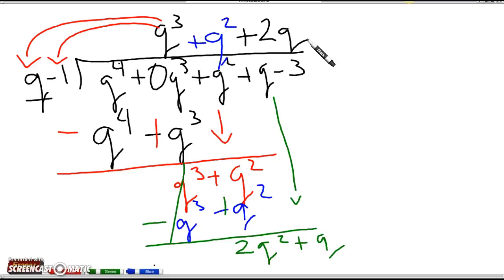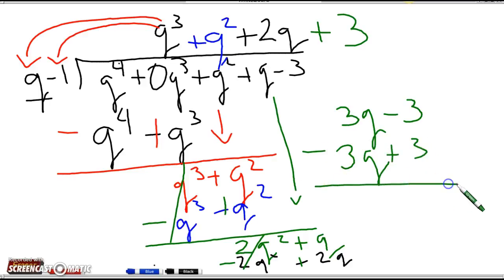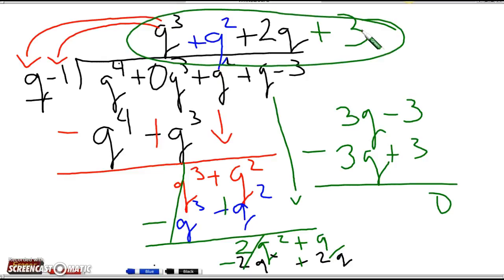So I have 2q, which is going to give me 2q squared and minus 2q. Subtract them, and those cancel out like I want them to. I come over here and I get 3q minus 3. And so I'm going to have to multiply this by 3. 3 times q is 3q, and minus 3. Everything cancels out in the remainder. So here's my final answer. Let's do the next one.